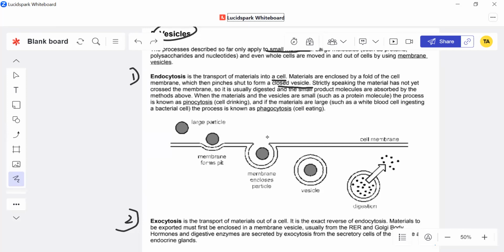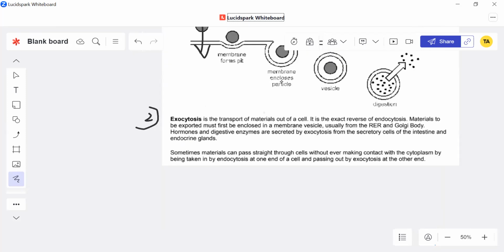You don't need to know this. What you need to know is endocytosis is when vesicles enter the cell, and exocytosis is when the vesicles move out of the cell. It is the exact reverse of endocytosis. And exocytosis happens in two main organelles, the Golgi body and the rough endoplasmic reticulum. Remember this part, the rough endoplasmic reticulum and Golgi body will produce vesicles and would undergo exocytosis.